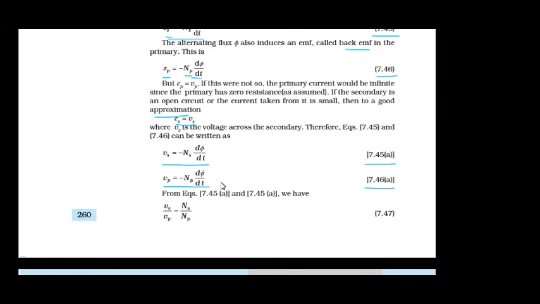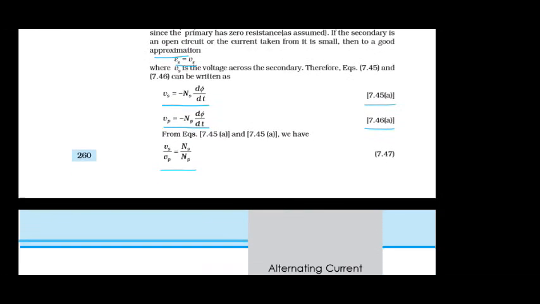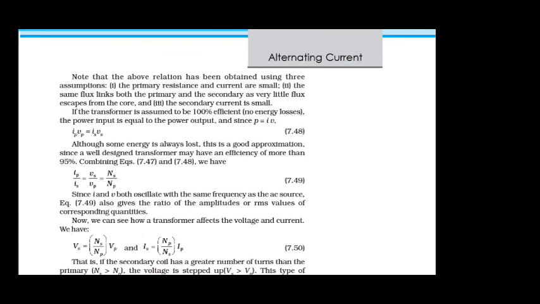If we divide these two equations, then d phi by dt will get cancelled, and we get Ns upon Np, and on the left hand side we get Vs upon Vp. So note that the above relation has been obtained using three assumptions.